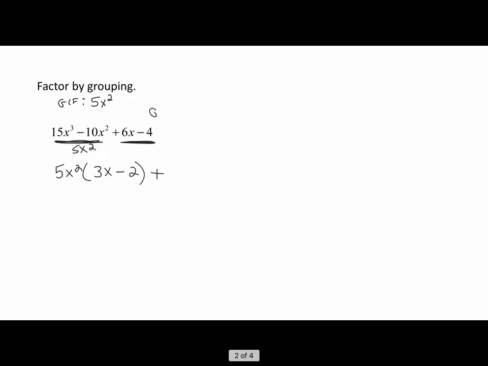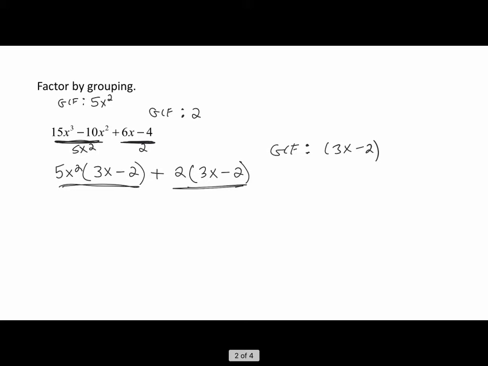And I'm going to look for the greatest common factor for the second group. So 6x and 4. 6 and 4 share a factor of 2, and that's all they have in common. So let's factor 2 from those two terms. 6x divided by 2 is 3x, and negative 4 divided by 2 is minus 2 here. So now I have two terms still. And I want to see if these two terms have a common factor. They do have a common binomial factor of 3x minus 2.